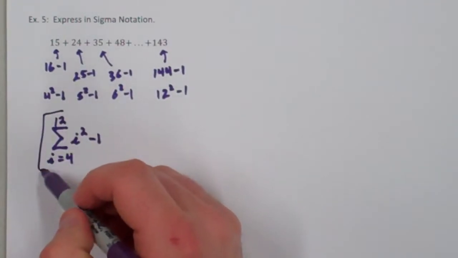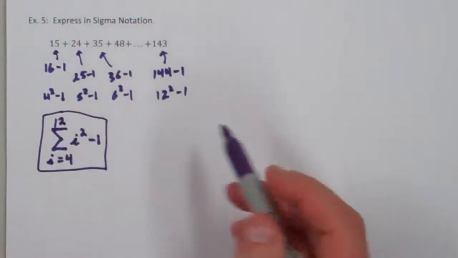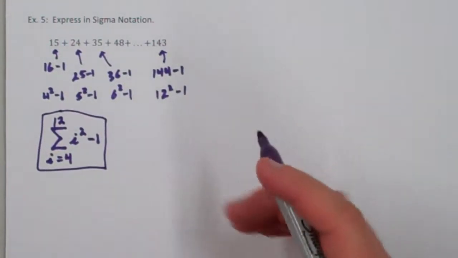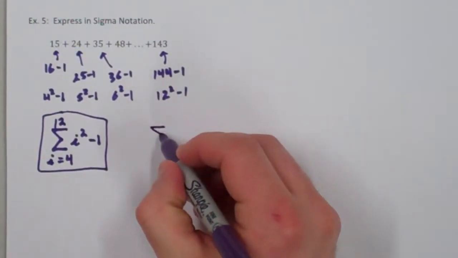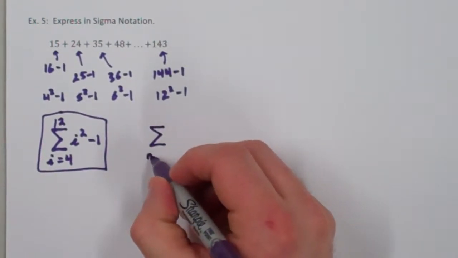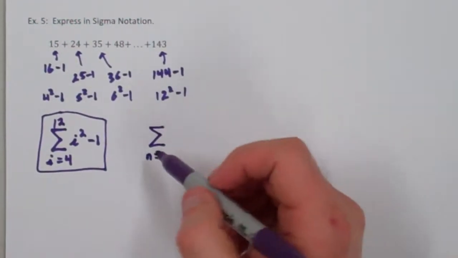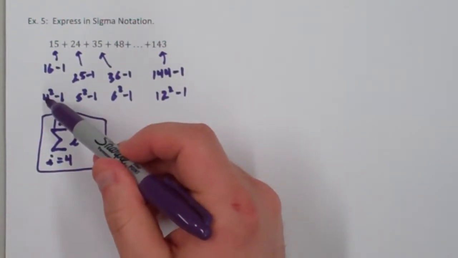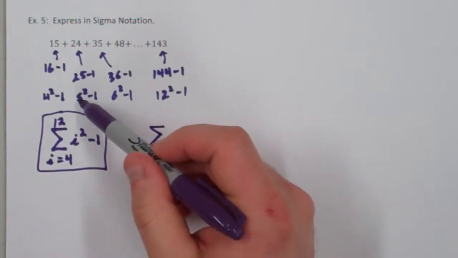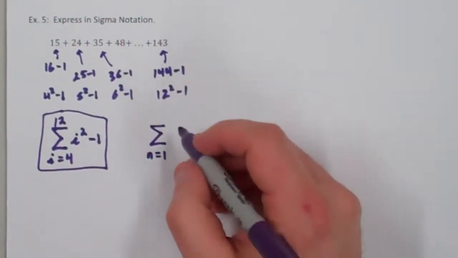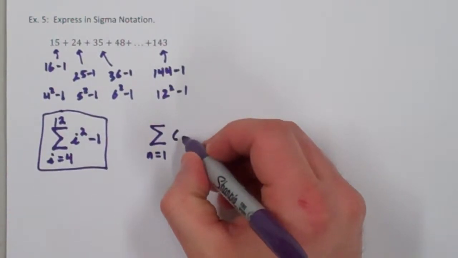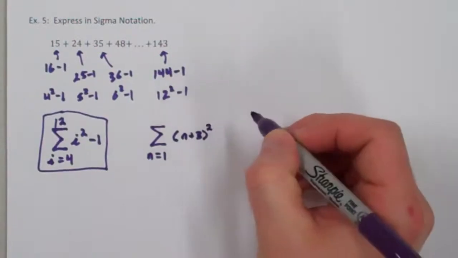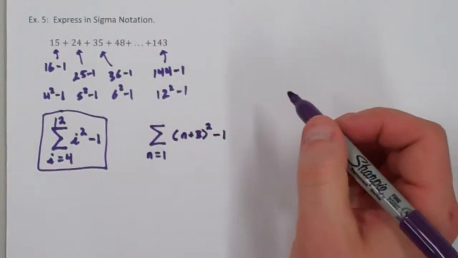This is one possibility. If you wanted a different possibility, let's say that you wanted to start with your lower limit being 1, you could write this differently. We'll use n for this one. Instead of this first one being just n, which would be 1, we need to always add 3 to whatever n is to get the number we want to square. So inside the parentheses, we want n plus 3 quantity squared, and then minus 1.